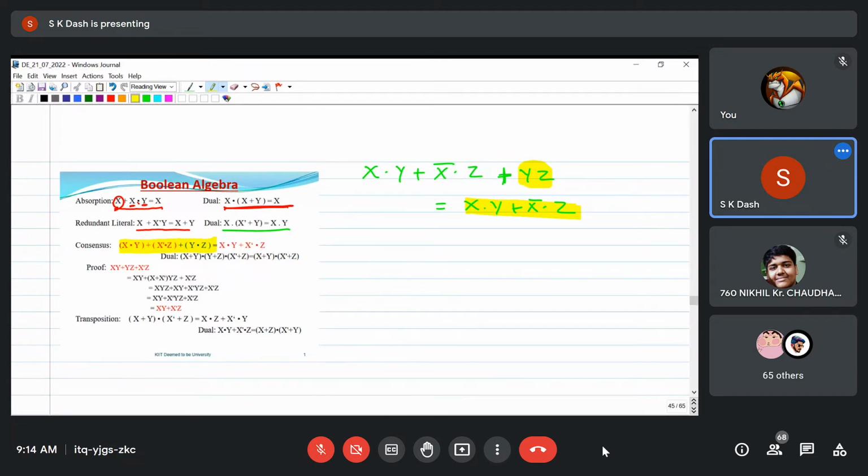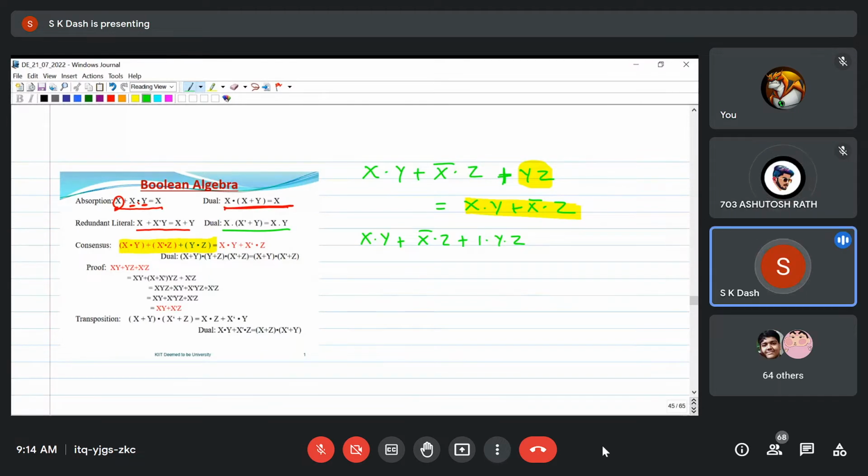Okay. So for that, I need to prove it. Let us try to prove it. So can I write like this? xy plus x bar dot z plus, in place of yz, can I write 1 dot y dot z? Will it be okay? Yes. If we take AND operation with 1, we know that a dot 1 will always be equal to a only. Okay. So a is nothing but yz.